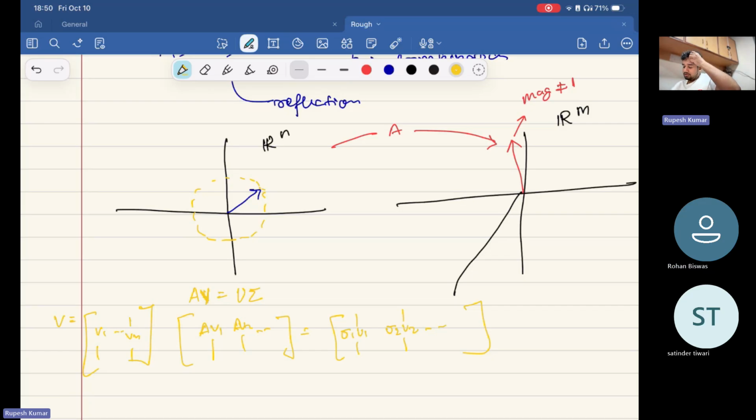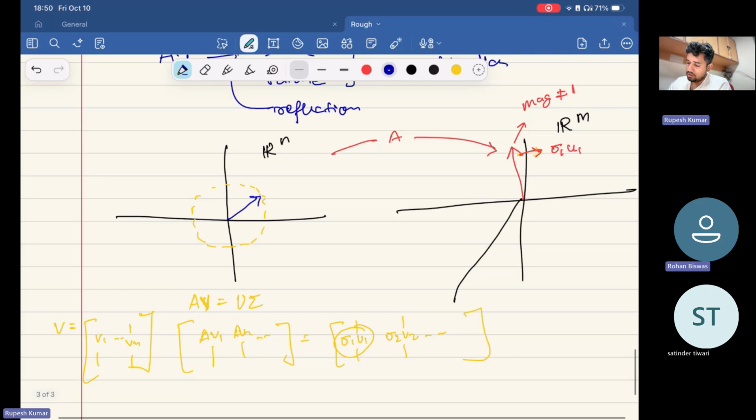Now note that all these vectors V1 up to Vn and U1 up to Un are unit vectors, right? Now what does this sigma 1 U1 signify? This is the vector that we are observing here, the vector sigma 1 U1, and this input was our V1, right? Everyone? So Rohan, is this clear? Yes, sir. Now your question is what does this sigma 1 U1 signify? What specific property does it have?